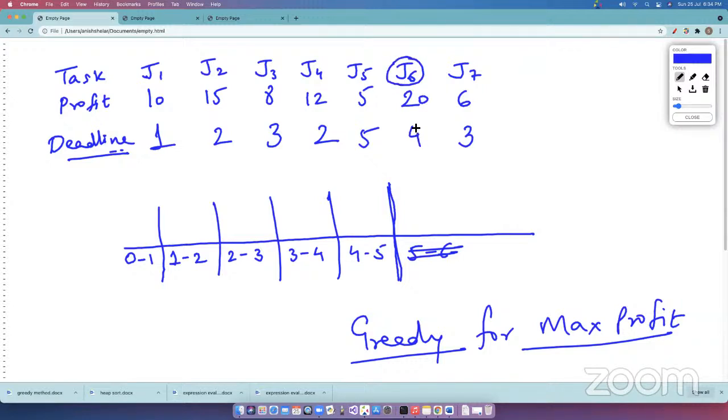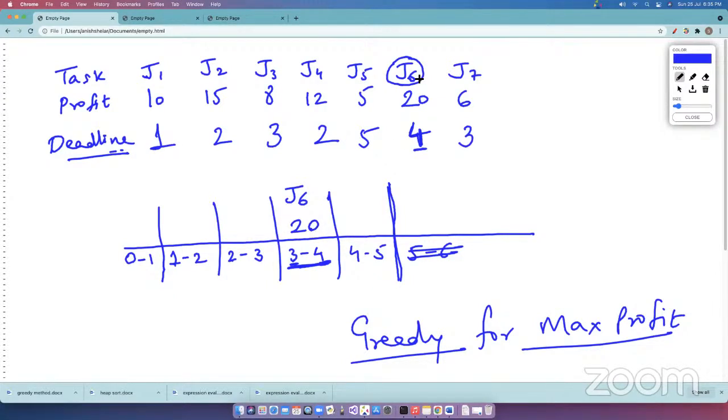But look, its deadline is 4. Observe. Its deadline is 4. That means you don't have to start this job at time interval 0, or at time interval 1 or 2. You can start it at time interval 3. This J6 job you can do between 3 to 4, because if you complete it when your clock shows 3 and ends at 4, within this one time interval unit, this job has been done and the deadline has not been violated. You have not crossed 4 and the profit you have gained is 20.